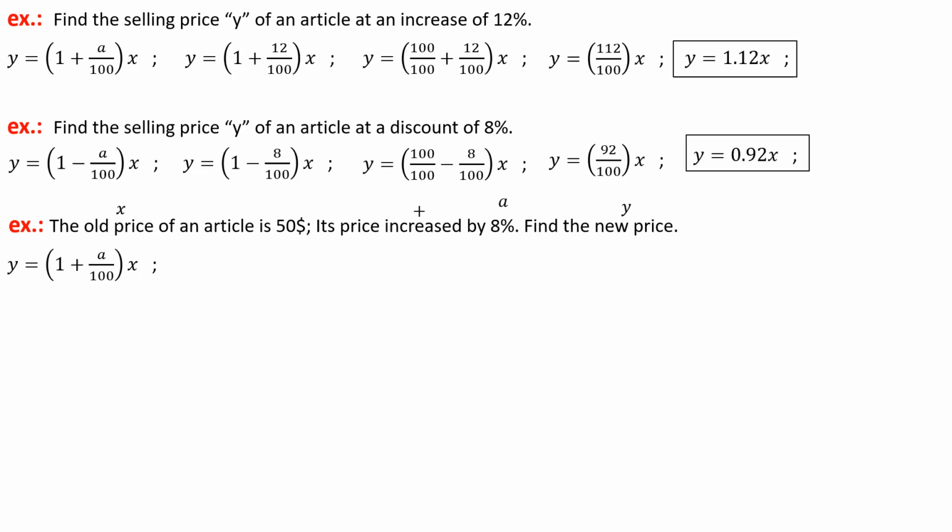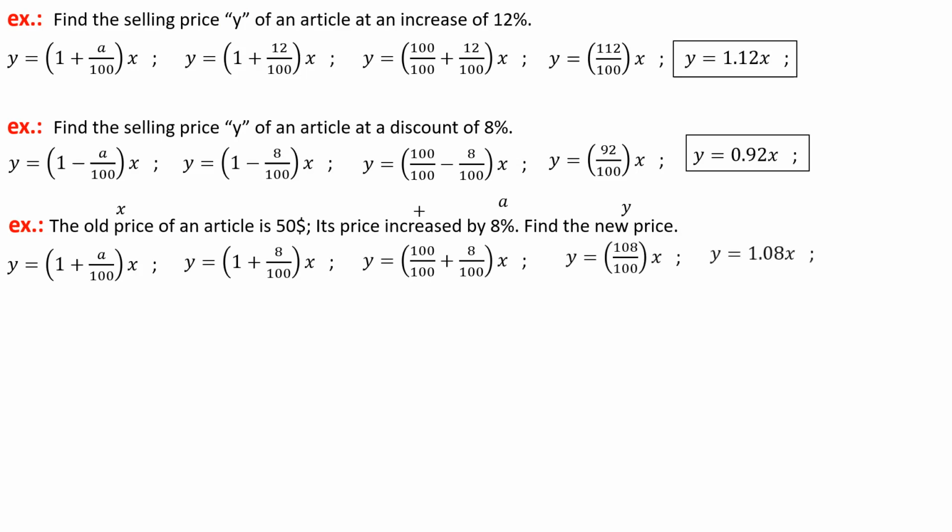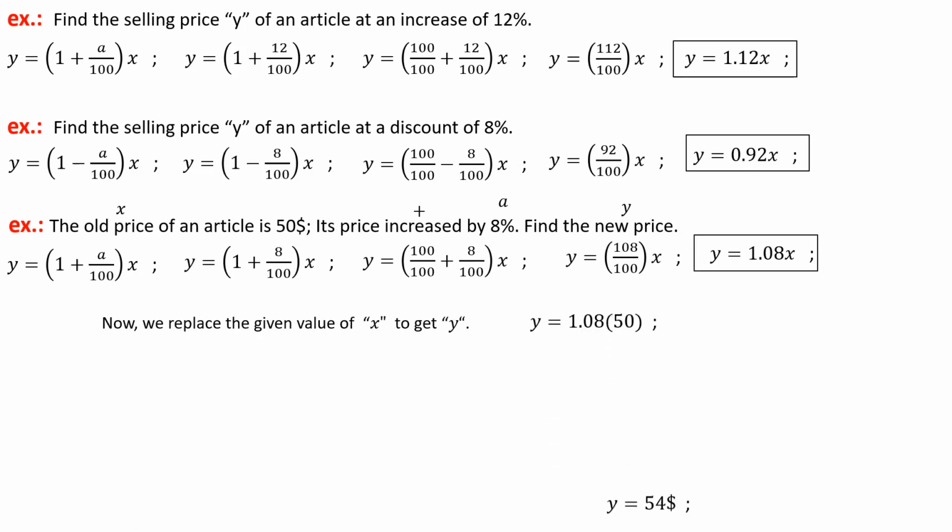So we use Y equals 1 plus A over 100. We replace A by 8. So 108 over 100, it's 1.08x. This is the relation. Now, I'm given the old price X, $50, so I replace X by 50. 1.08 times 50, so the new price will become $54.